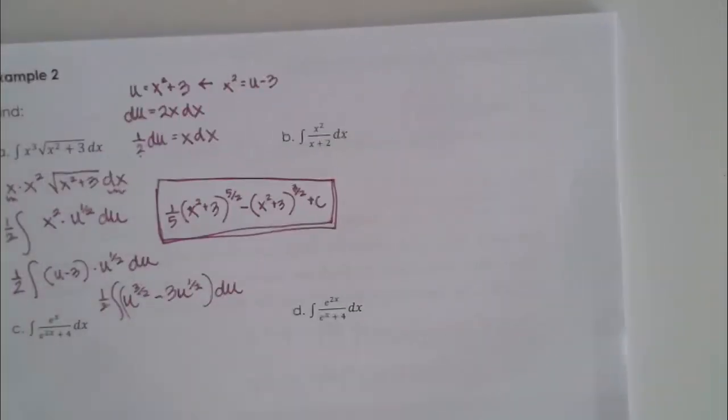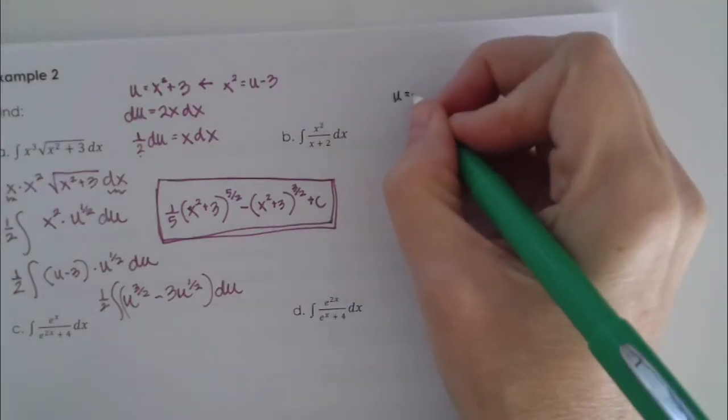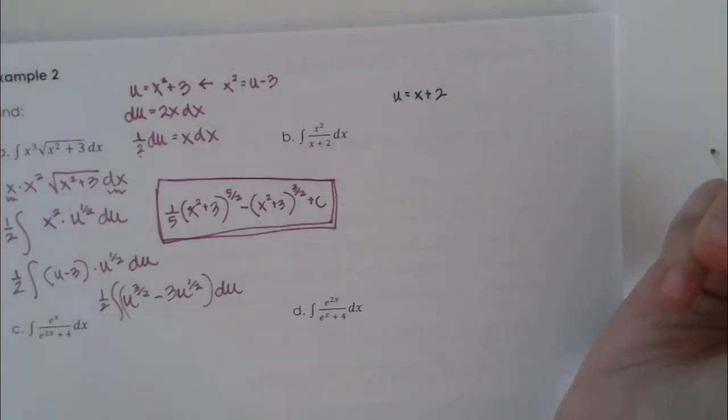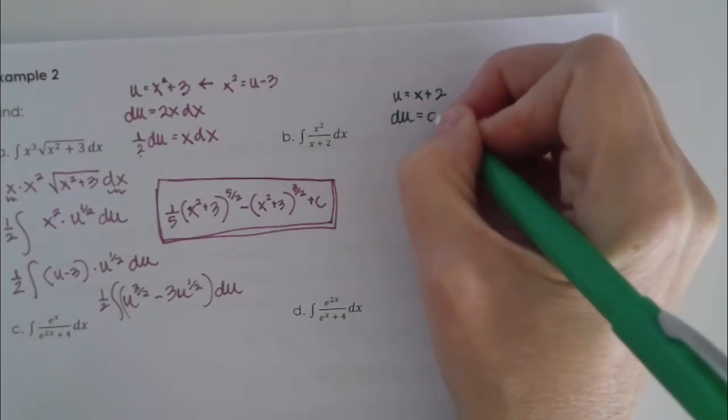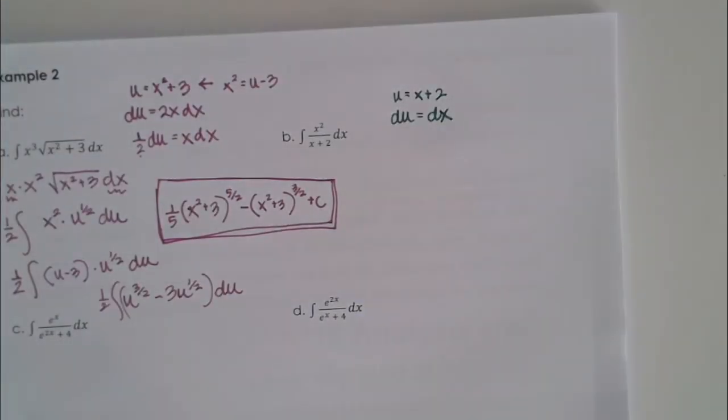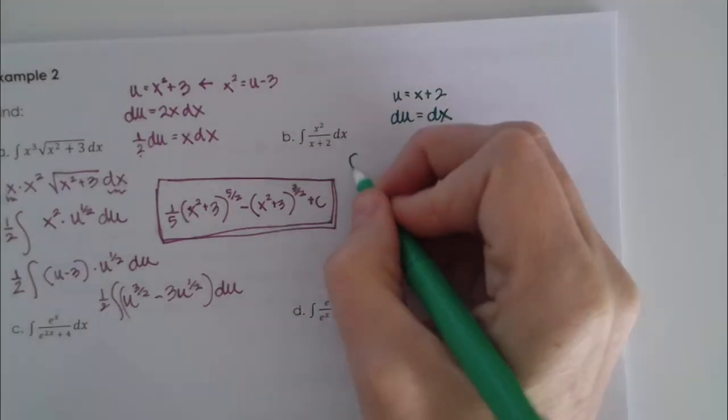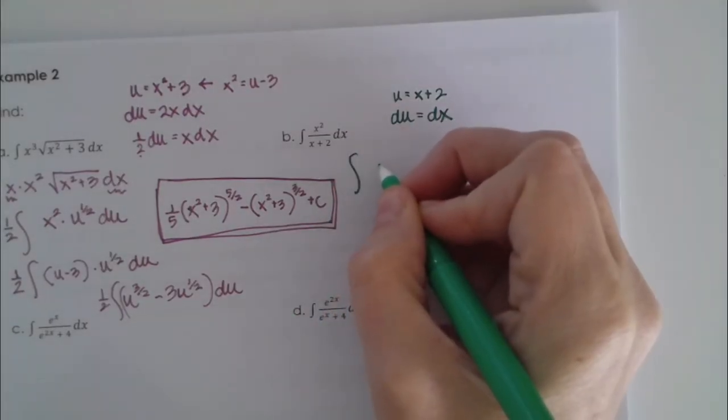So next up, I have b right here. I have x squared divided by x plus 2. Again, if I see a quotient, I am definitely going to try to get to my 1 over u. Now, it doesn't always work out, but most of the time, that's where I'm going to start. So I'm going to say my u is going to be x plus 2, which means the derivative of u is just the dx right there. Now, if I start to replace things, that means that I have my 1 over u, like I wanted.